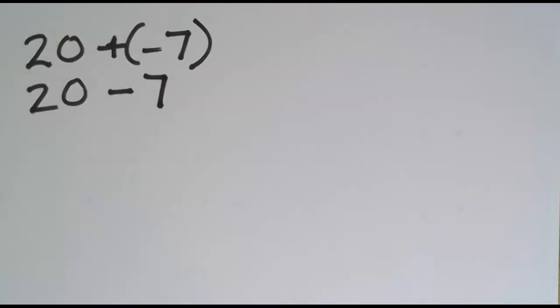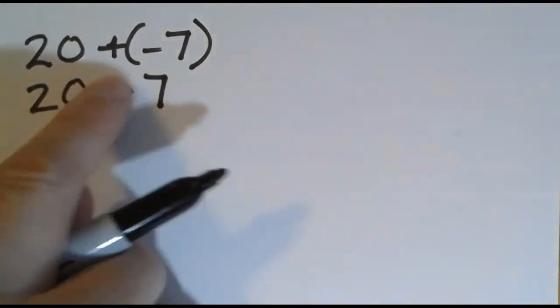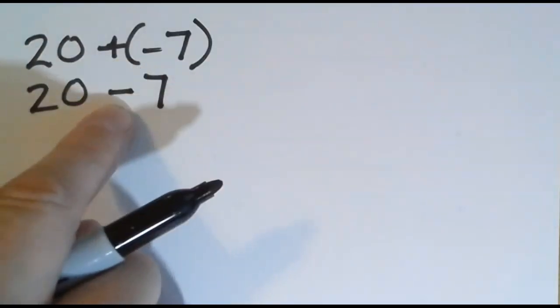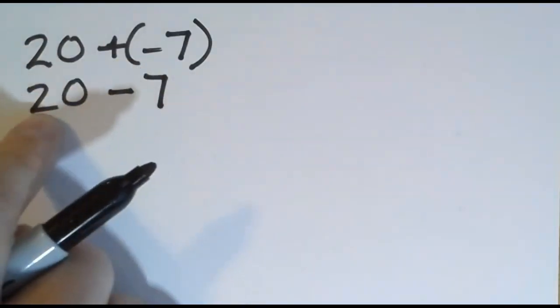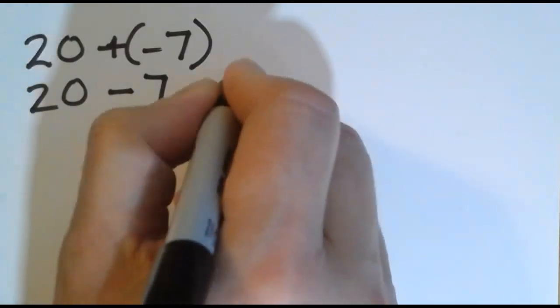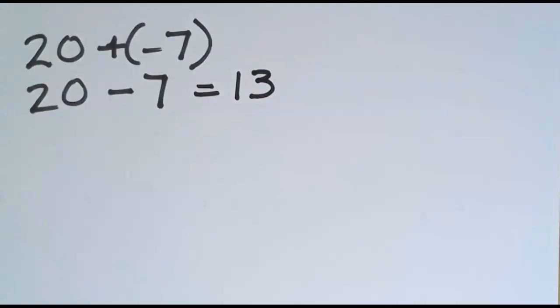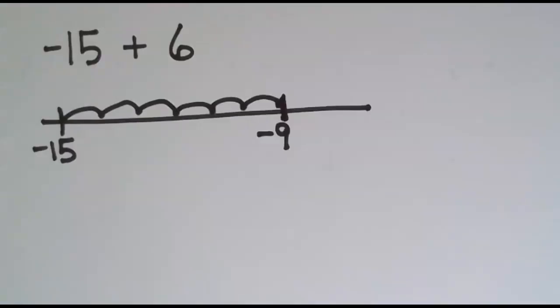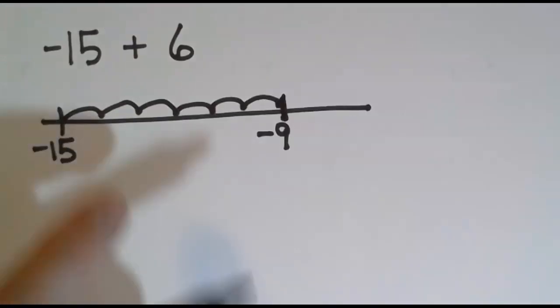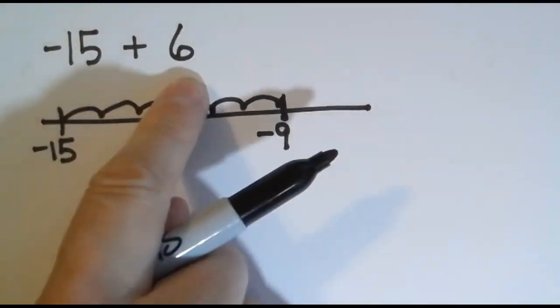Problem number 3, 20 plus -7. So if I'm adding a negative, it's the same as subtracting. So 20 minus 7, 13. So the next problem, number 4, is -15 plus 6.